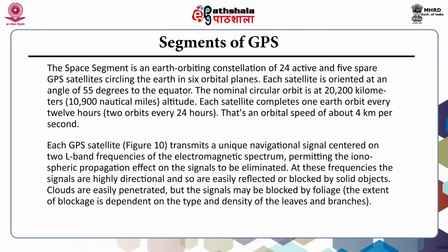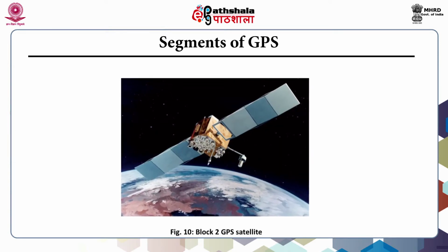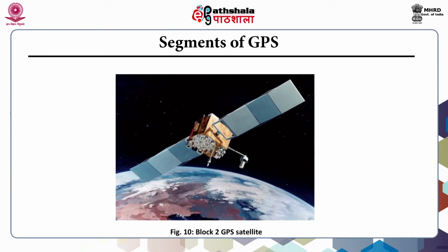Each GPS satellite, figure 10, that is mentioned, transmits a unique navigational signal centered on 2 L-band frequencies of the electromagnetic spectrum, permitting the ionospheric propagation effect on the signals to be eliminated. At these frequencies, the signals are highly directional and so are easily reflected or blocked by solid objects. Clouds are easily penetrated, but the signals may be blocked by foliage. That is, the extent of blockage is dependent on the type and the density of the leaves and the branches. In slide 40, this figure represents GPS satellite in space.